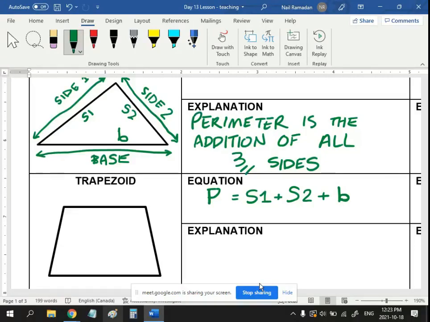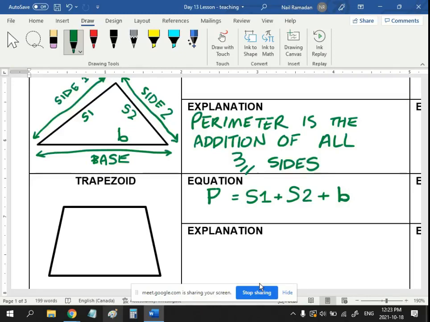Now, how about the area of a triangle? Well, sadly, the 3 sides are not enough. We also need something else. We need the height of the triangle. Where is the height of any triangle? It's from the very top all the way to the what? To the base. Yes.